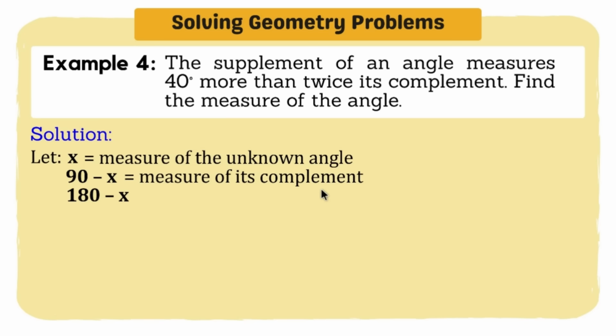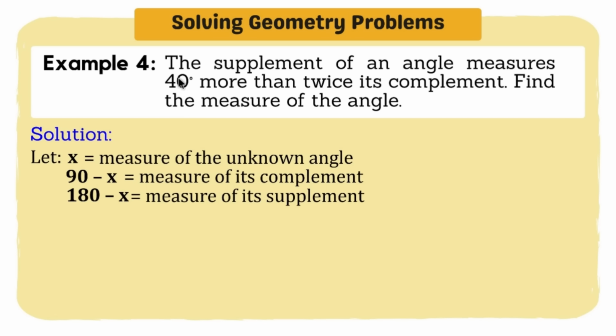Next one, how about the supplement? So, it is 180 minus x. Okay, take note, supplementary angles are two angles that when you add together, magiging 180 degrees. So, yung reverse niya rin, kapag i-minus lang natin yung isang angle, you will also get the supplement. Alright? Now, what will be the equation?